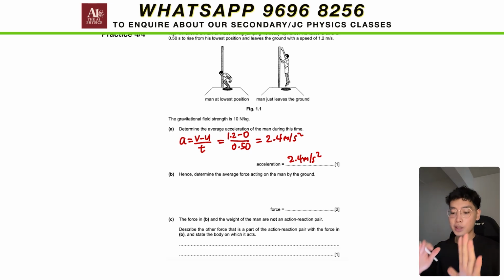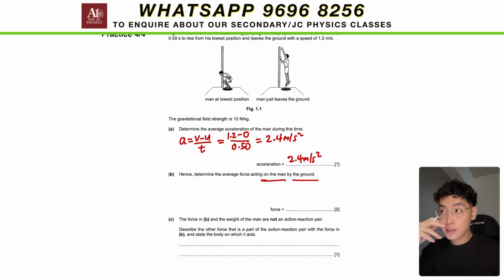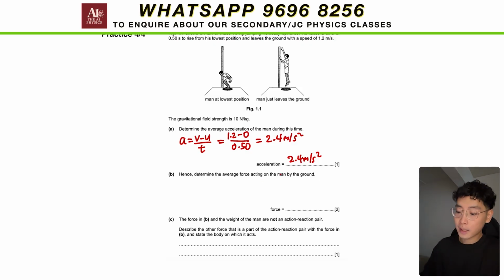Okay, basically the first question, part A, answer is 2.4, right? So with this info, you can solve the rest of the questions just using dynamics knowledge. So determine the force acting on the man by the ground. So first of all, we must be very clear what object this force is acting on. We only care about the force acting on the man, right?